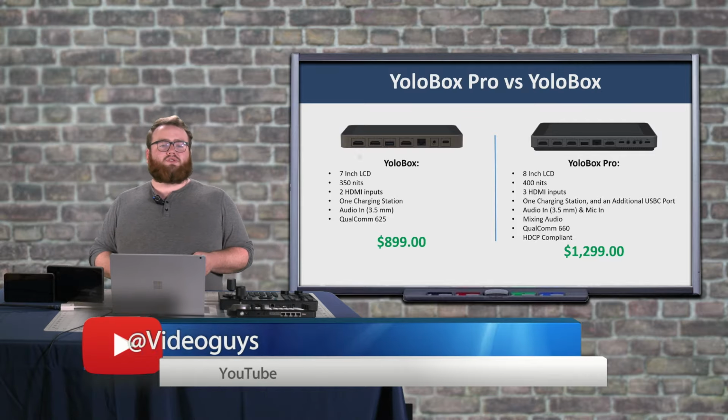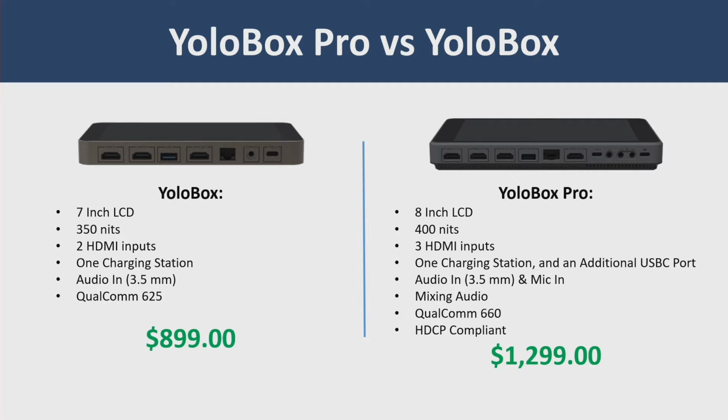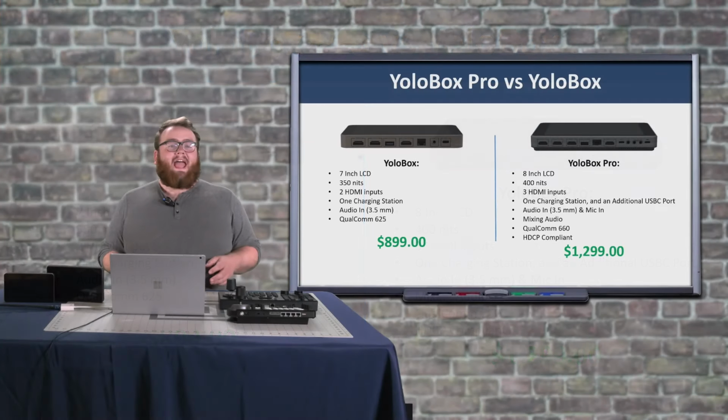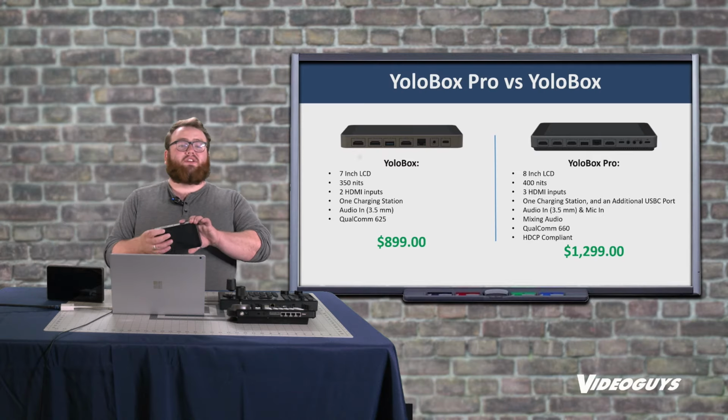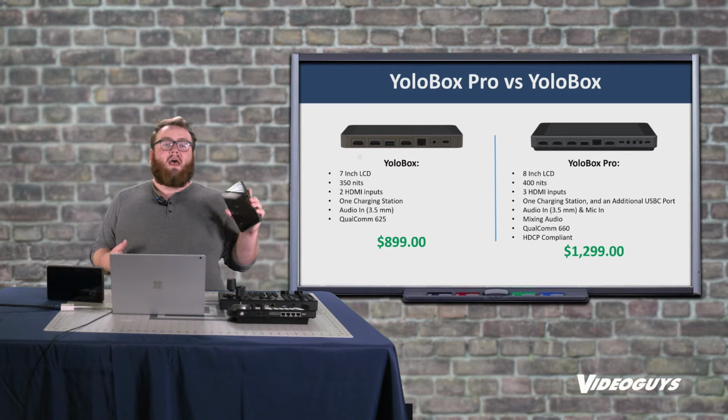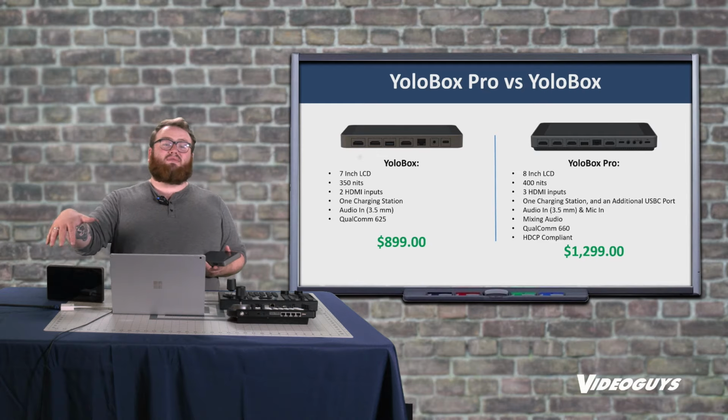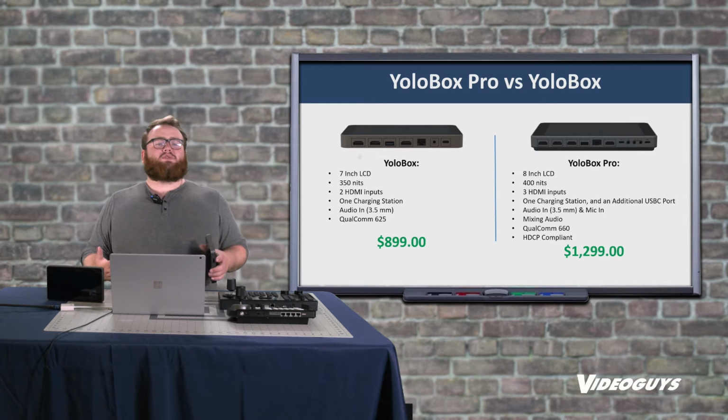And Adam, if we could go full screen on these, you'll see that the YoloLive YoloBox is 7 inches, 350 nits, still really great for outdoor portable use. But the YoloBox Pro is 8 inches with a 400 nit screen. At the same time, the YoloBox is great if you have 2 cameras that you're trying to mix via HDMI. But the YoloBox Pro has 3 HDMI inputs, which really is the sweet spot for a lot of productions.